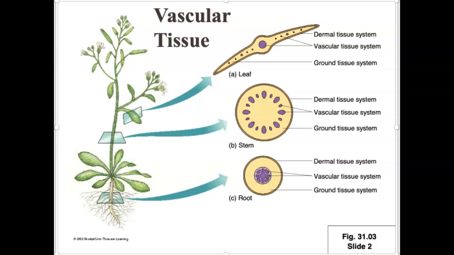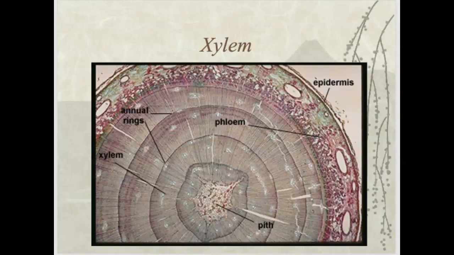Vascular tissue comes in two types. We call it xylem and phloem. That's the equivalent of the arteries and the veins of the plant. So the leaf contains it, the stem contains vascular tissue, the root system contains vascular tissue. Again, each of these parts of the plant contains ground tissue, vascular, and dermal. But for now, let's take a look at vascular tissue. The two categories of vascular tissue we're going to talk about are xylem and phloem.